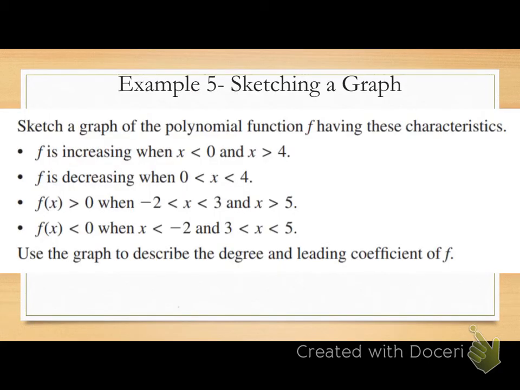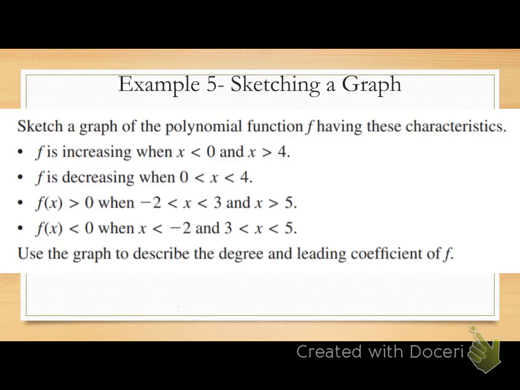Last example for 4.1 says sketch a graph of the polynomial function f having these following characteristics. F is increasing when x is less than 0 and x is greater than 4. F is decreasing when x is between 0 and 4. F of x is greater than 0 when negative 2 is less than x is less than 3 and x is greater than 5. F of x is less than 0 when x is less than negative 2 and x is between 3 and 5. After I sketch my graph from those characteristics, it wants me to use my graph to describe the degree and leading coefficient of f.